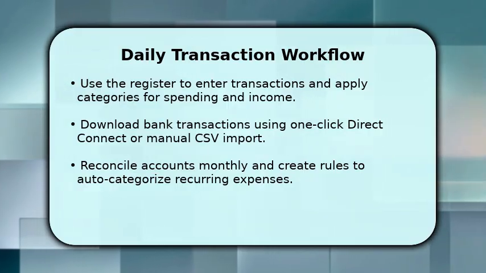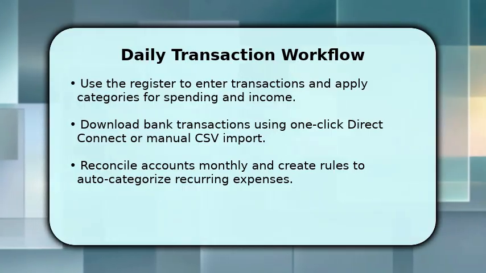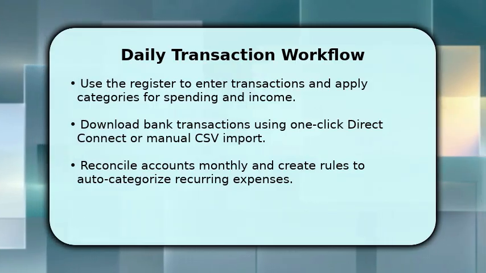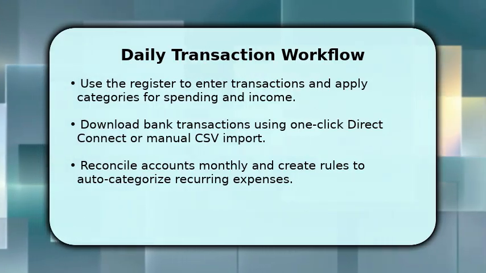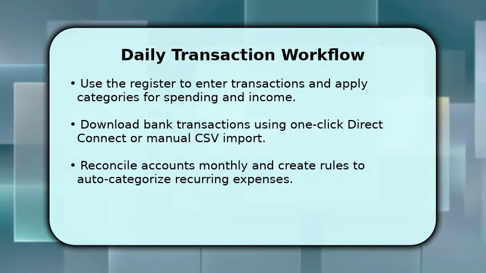Build rules to auto-categorize recurring expenses like rent, subscriptions, or 25% tax withholdings to speed categorization. Reconcile each account monthly by comparing the register to your bank statement and mark cleared transactions.